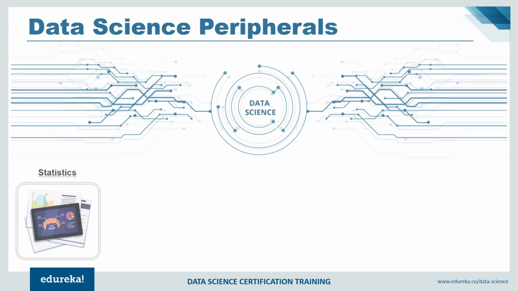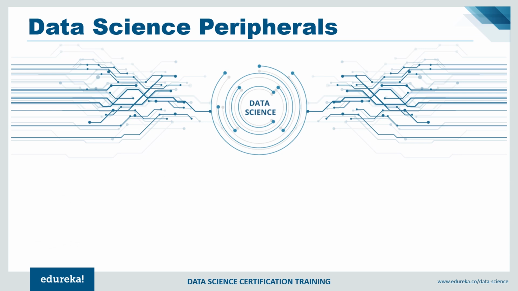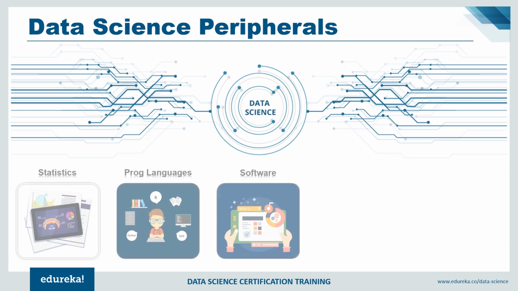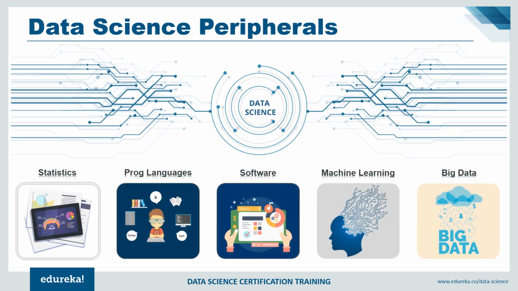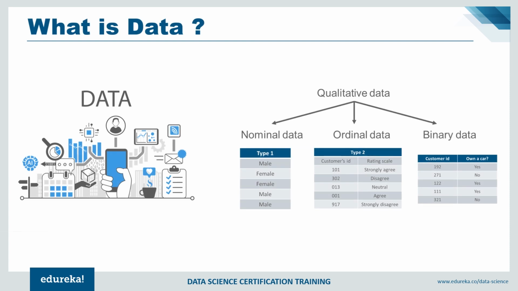Next, if we have a look at the peripherals of data science, first of all, we have statistics. Needless to say, there are programming languages, we have software integrations, then we have machine learning, which is a big part of data science, and then again, we have big data. So let's start with statistics, which is the first area of data science, or I should say the first milestone which we should cover. For statistics, let's first understand what exactly is data.